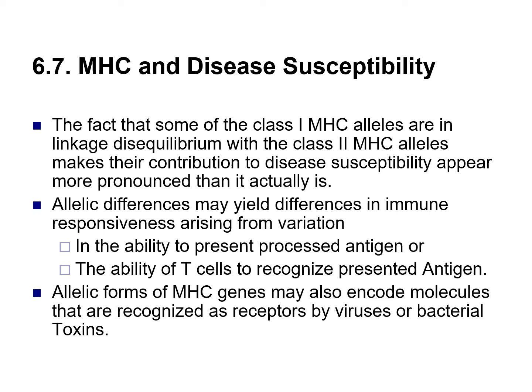So class 1 alleles are in this equilibrium with the class 2 alleles, and this can lead to, again, susceptibility to diseases. The differences in the alleles may yield differences in immune responsiveness. So in this case, the ability to present the process antigen in the antigen presenting cells is also affected. So it will be able to affect the ability of the T cells to recognize those antigen that were presented. And these allelic forms of the genes may encode for molecules that recognize as receptors by viruses or bacterial toxins. So the bacterial toxins and the viruses may attach itself to the molecules produced by the MHC genes.